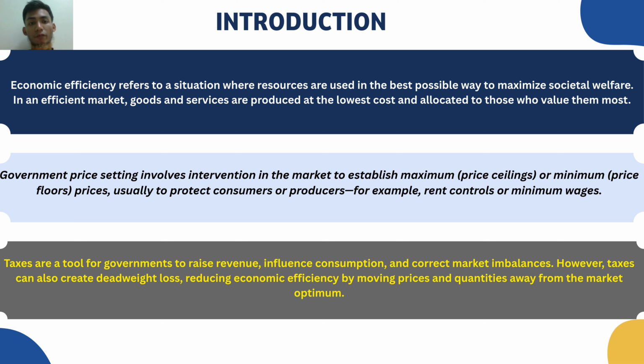Government price setting involves intervention in the market to establish a maximum price ceiling or a minimum price floor, usually to protect consumers or producers. For example, rent control or minimum wages. Tax is a tool for government to raise revenue, influence consumption, and correct market imbalance. However, tax can also create deadweight loss, reducing economic efficiency by moving price and quantities away from the market optimum.